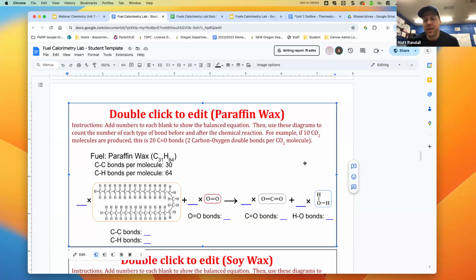100%, I totally agree. Just like Matt said, I don't think we want to spend all this time counting tiny individual bonds, especially when you have large coefficients. Maybe model one together, and then, like Matt was saying, just give it to them after that, at least for the very large molecules.